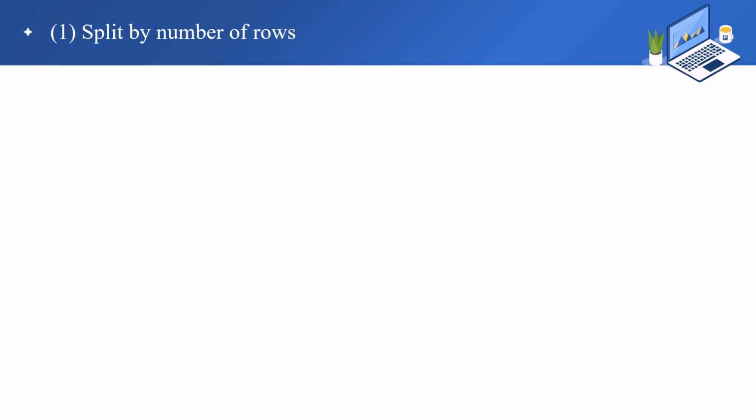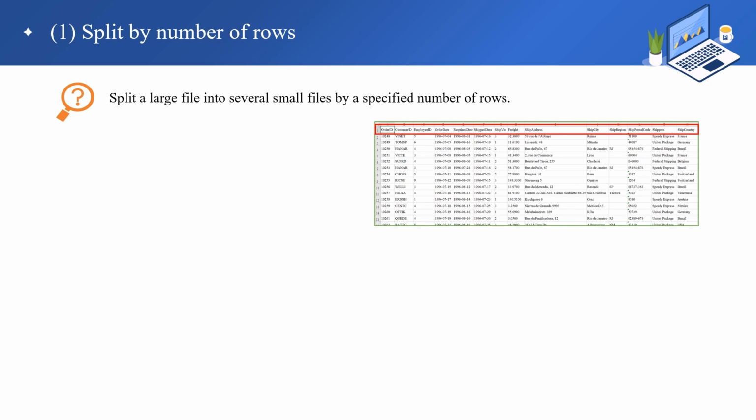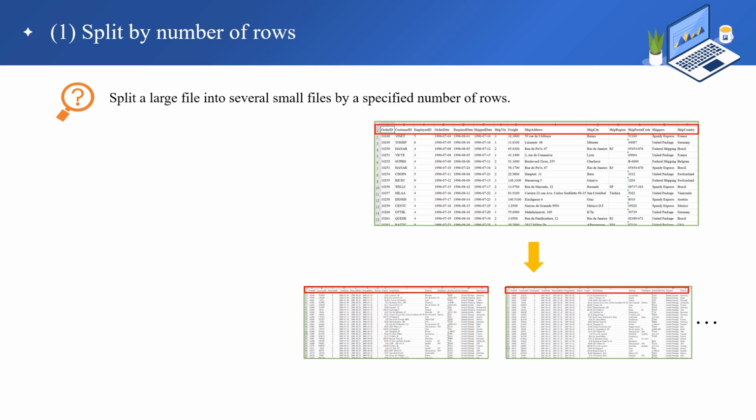1. Vertical split by number of rows. Split a relatively large Excel file into several small files by a specified number of rows. For example, there is an order table file orders.xls. As shown in the figure, the first row is the column header, and starting from the second row is the data, with one piece of data per row. It is required to split this Excel file into small files with 10,000 rows each. Similarly, the first row of each split small file is the column header, and starting from the second row is the data. Let's write the script.